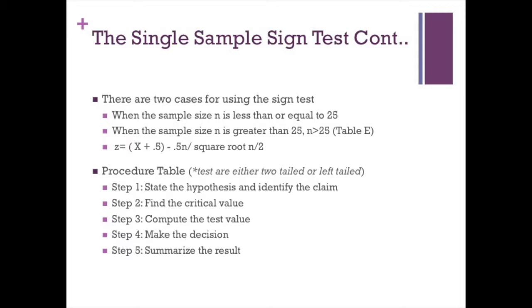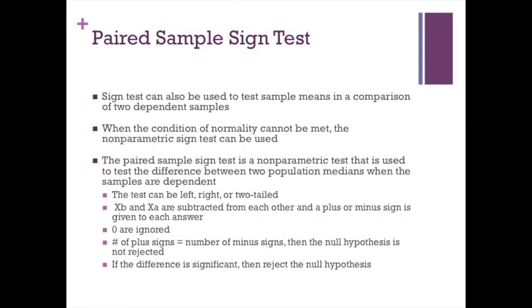Below is the steps needed to determine if you should accept or reject the null hypothesis. We will go over this in more detail later. There is also a paired sample sign test. This sign test can also be used to test sample means in a comparison of two dependent samples. When the condition of normality cannot be met, the non-parametric sign test can be used.